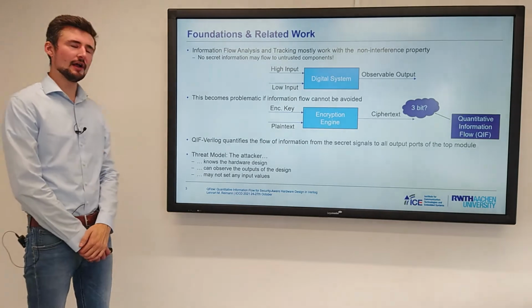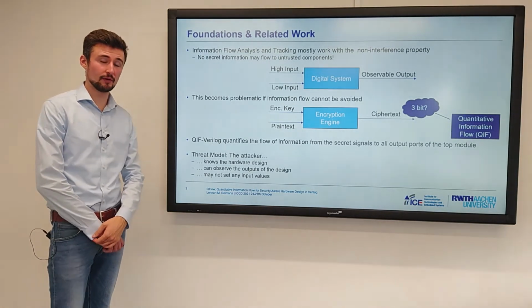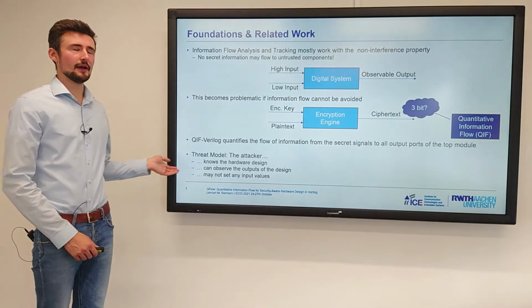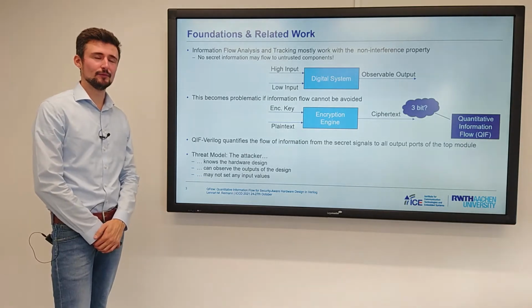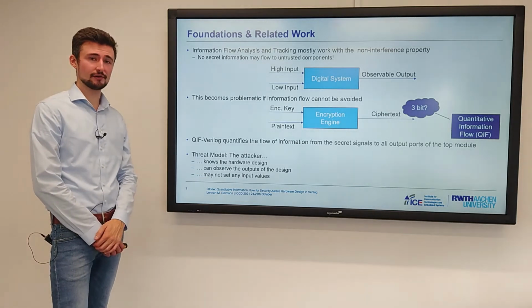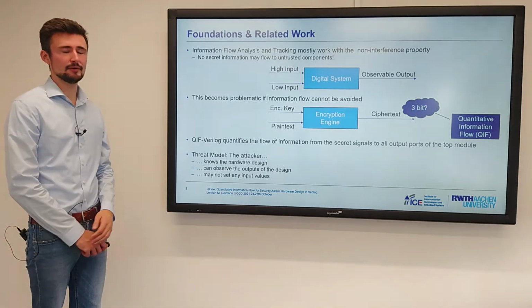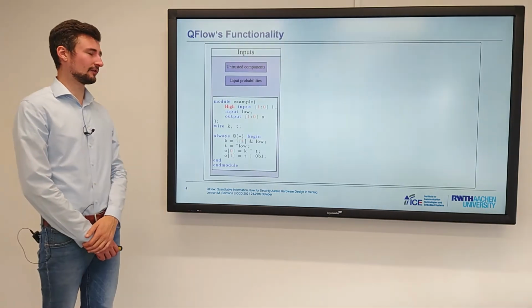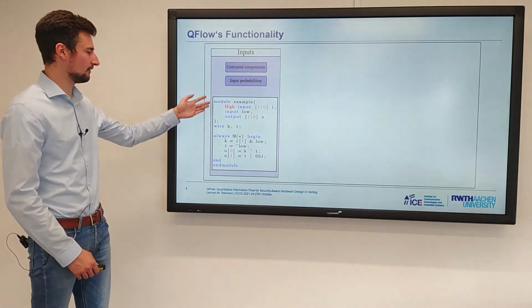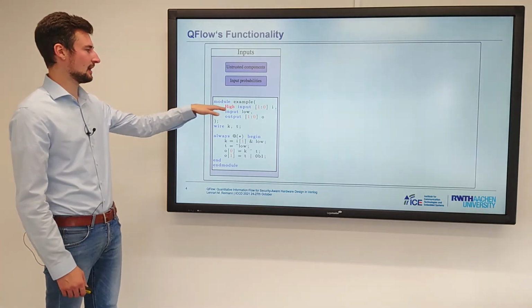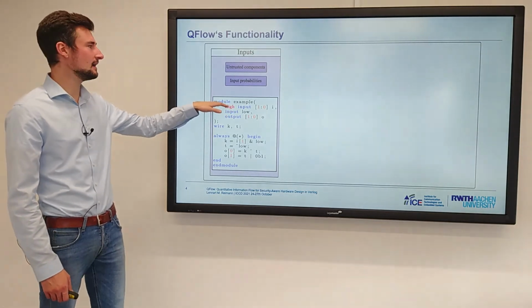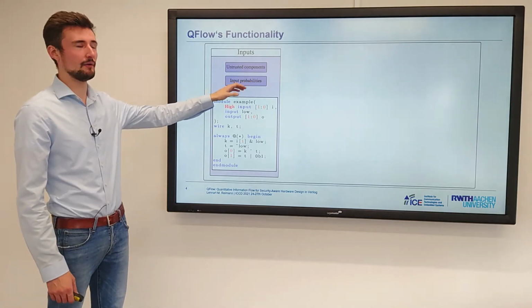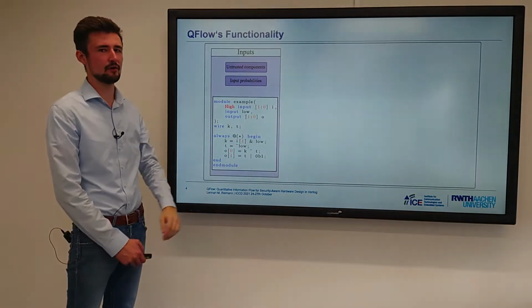For the threat model, the hardware designer is aware of the whole complete hardware design and is able to observe outputs at a random moment in time, but is not able to set any input values himself. So how does our tool actually work? We have our Verilog description of our hardware, mark our highly sensitive data here as high, have the input probabilities of our inputs here and a list of untrusted components.